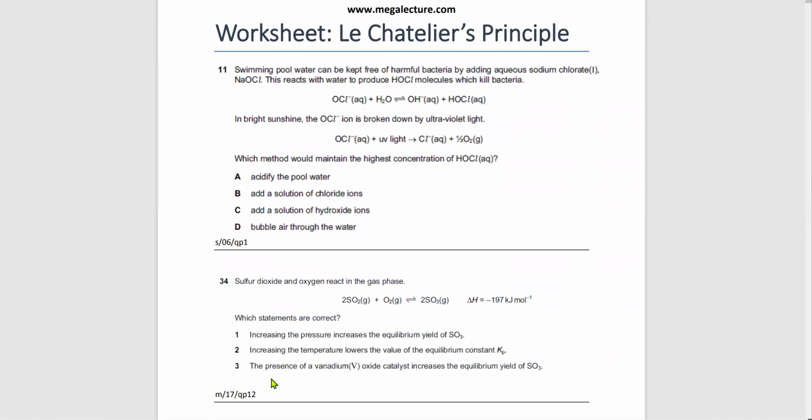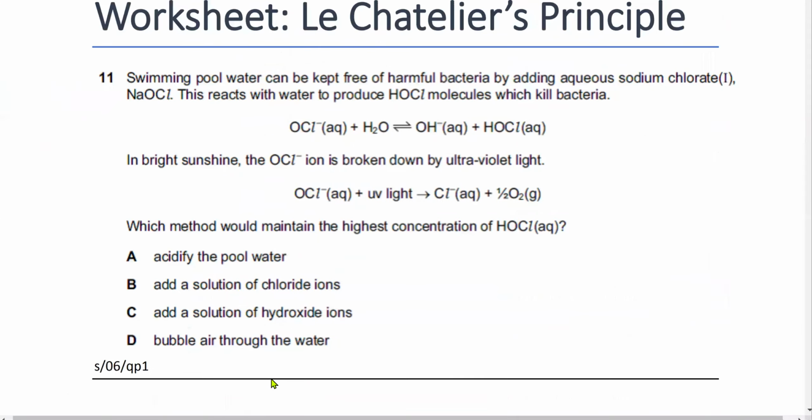Okay, let's try and do A levels. It's still Le Chatelier's principle, right? The question is that there are two reactions going on in the swimming pool. The first one is an equilibrium reaction. It's a reversible reaction, right? Which method would maintain the highest concentration of HOCl?